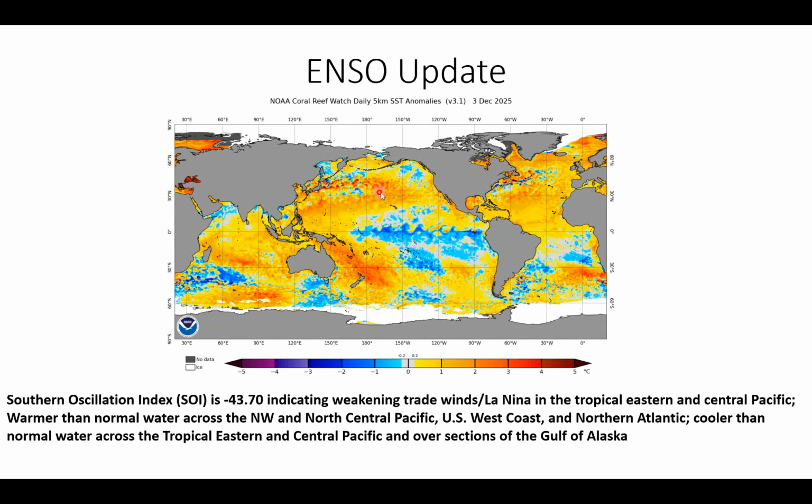All right, looking at the latest sea surface temperature anomalies across the northern hemisphere oceans. First of all, I want to mention the daily Southern Oscillation Index as of yesterday was sitting at minus 43.70. That is a significantly negative value, and it has dropped off significantly recently. This was positive about a week ago, and now we're well deep into negative territory. That indicates weakening trade winds across the tropical Pacific, which is associated with a weakening La Nina in the tropical eastern and central Pacific Ocean.